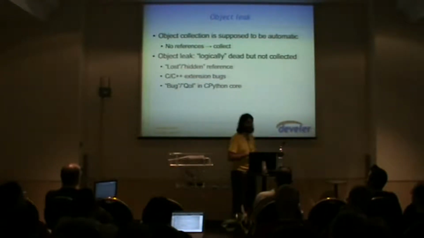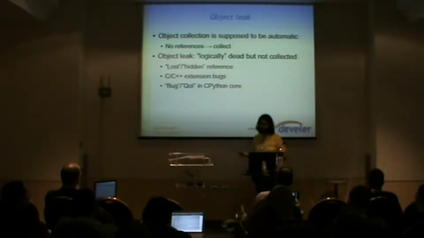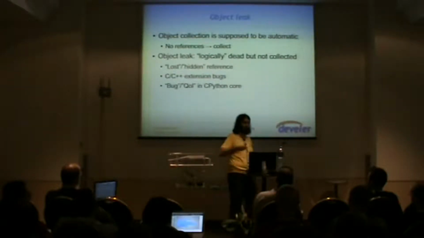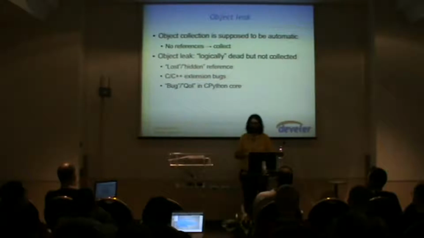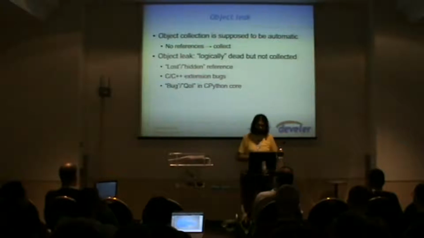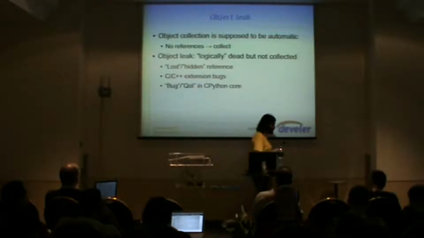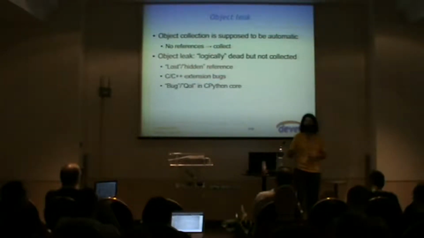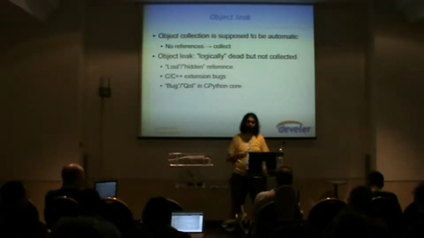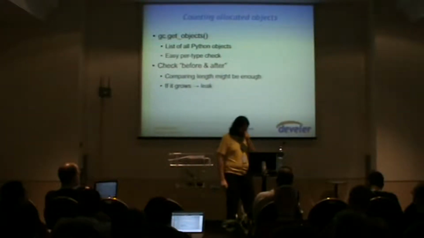Or obviously there could be some bugs, because CPython is just a C program, it can have bugs, and C++ extensions that many Python programs use can have bugs as well, and with a bug you may just lose a reference to an object. And also there are some bugs in the Python core, or even if they're not bugs, they could be quality of implementation, choices made by the Python core that in a way affect the way your program works. I will explain this. So let's start.